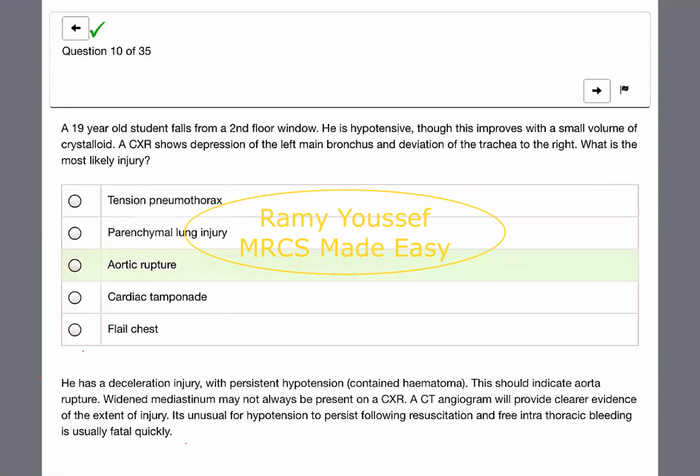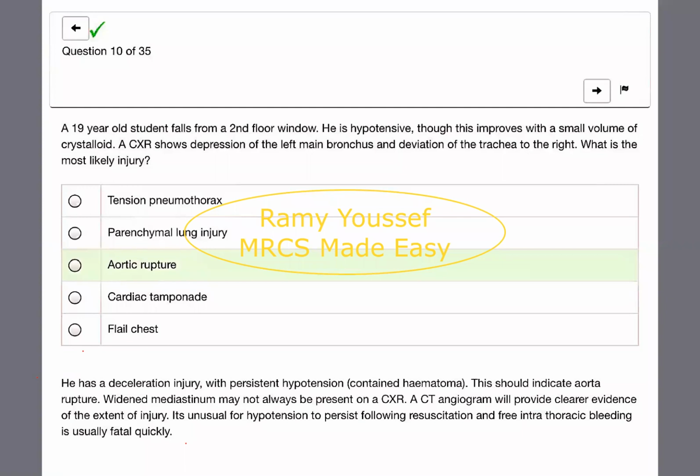Yes, if it is just a small rupture. Okay, doctor, we are just taking it: this aortic rupture would improve with a small amount of crystalloid, a minimal improvement, if there is a contained hematoma. Exactly, this is a contained hematoma, not a complete rupture or complete disruption. This is just rupture or just dissection, whatever.